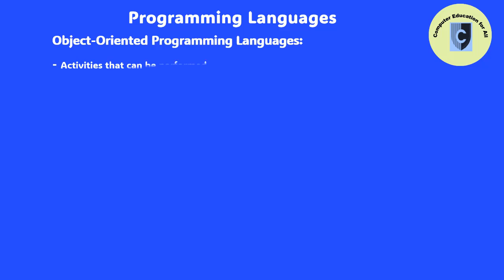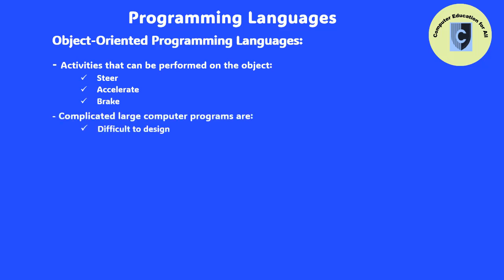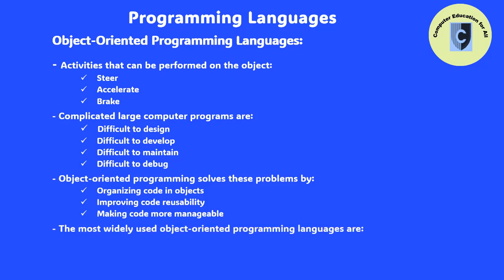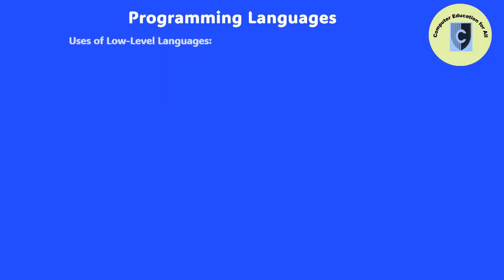The set of activities that can be performed on this object include steer, accelerate, brake, etc. Complicated large computer programs are difficult to design, develop, maintain, and debug. The concept of object-oriented programming solves this problem. The most widely used object-oriented programming languages are C++, Visual Basic, C, known as C#, and Java.